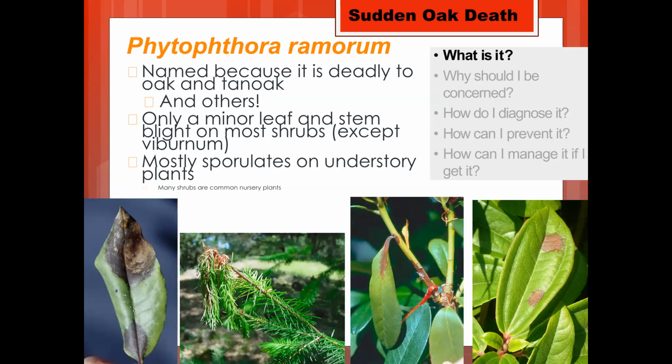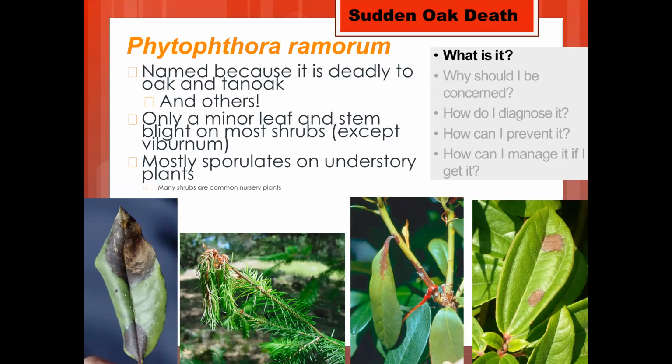Well, what it is is a disease that was named because it was first identified as being very deadly to oak and to tan oak. Since then, we've learned it's actually pathogenic to a number of different host plants. It's in the several hundred and counting. And unfortunately, sometimes the symptoms show up as a minor leaf or shoot blight, and in other instances, it can actually kill the entire plant.